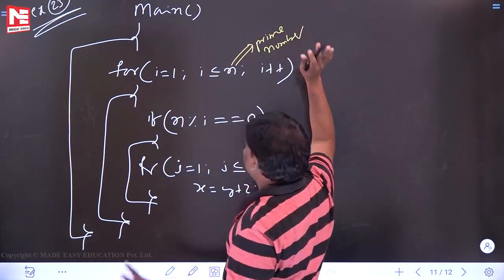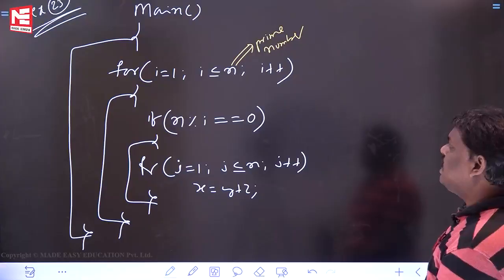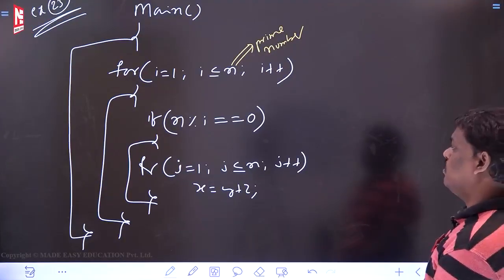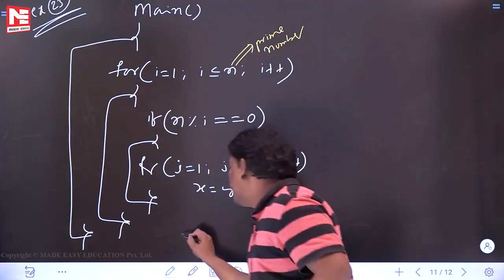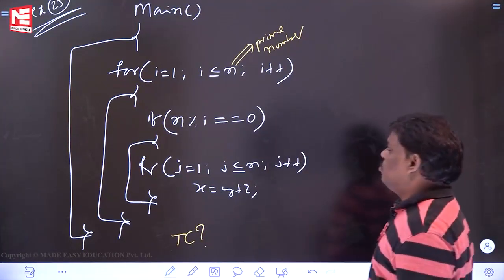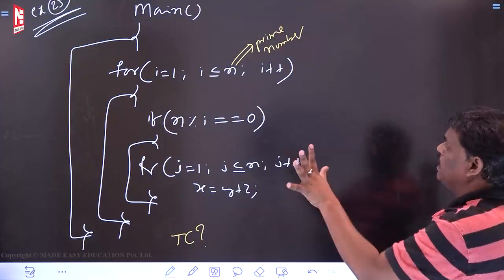Somewhere in one of the previous papers, need not be the GATE exam, in some examination I have seen one program is given, and he has mentioned that n is a prime number. He said that also, right? Now he is asking this program's time complexity, how much? This program's time complexity, how much, where n is a prime number, right?